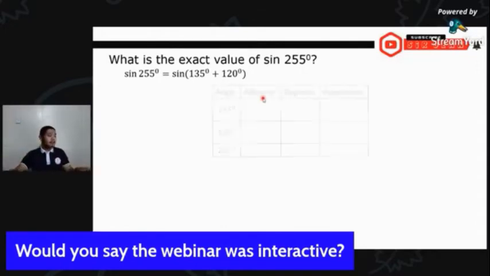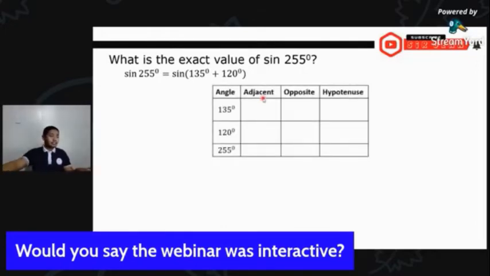So let us create a table. For the adjacent side, the opposite side, and the hypotenuse of a 135-degree angle will be -1, 1, and square root of 2. This is actually the same as a 45, 45, 90 right triangle in the second quadrant. Same thing with 120. 120 is the same as 60 degrees only in the second quadrant. So for 120 degrees, the adjacent side, the opposite side, and the hypotenuse will be -1, square root of 3, and 2. Now, we add the angles.